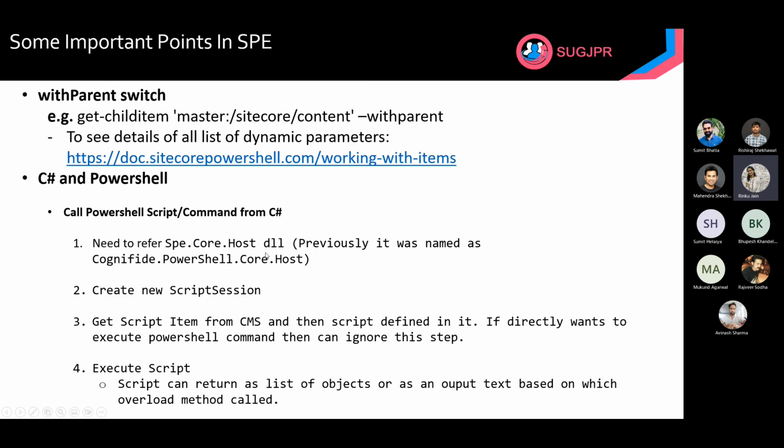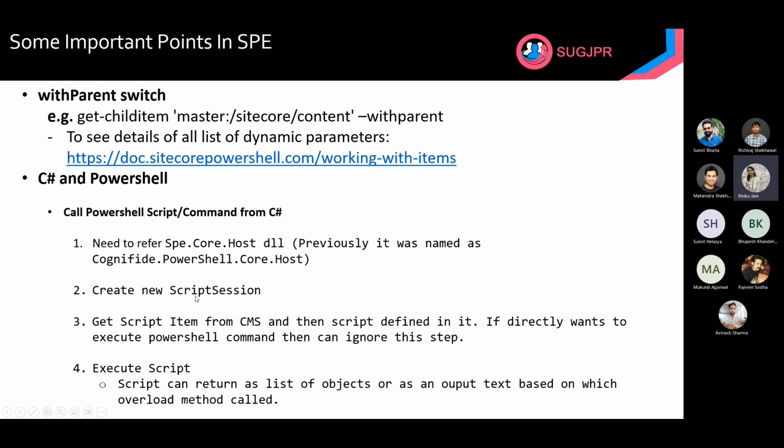SPE.Host.dll. And previously it was named Cognifide.PowerShell.Core, because now, I guess from Sitecore SPE 6, it's changed to SPE. Before, it was recognized as Cognifide DLLs. So if you are using the updated latest version of SPE, this is the DLL, and if you are using the old one, this is the DLL to use PowerShell script from C#. So first we need to include that.